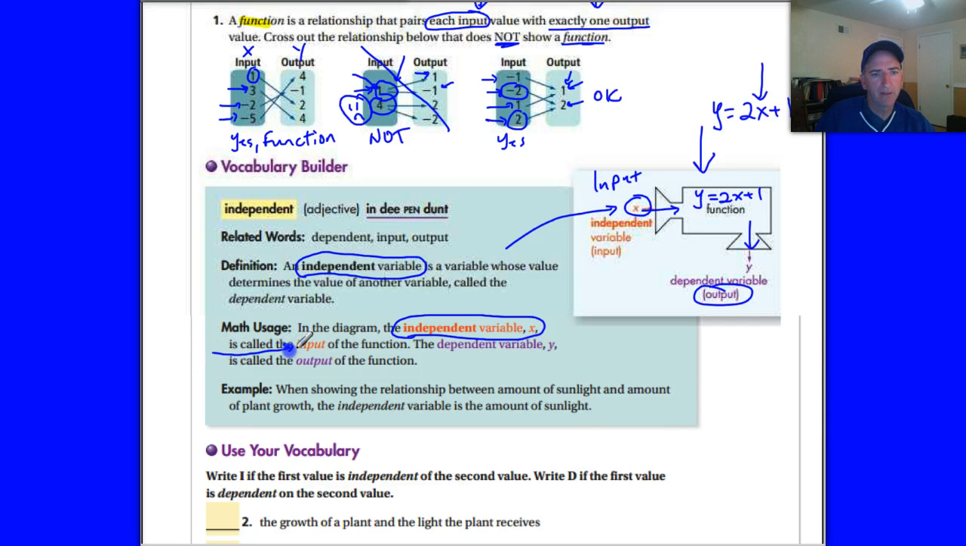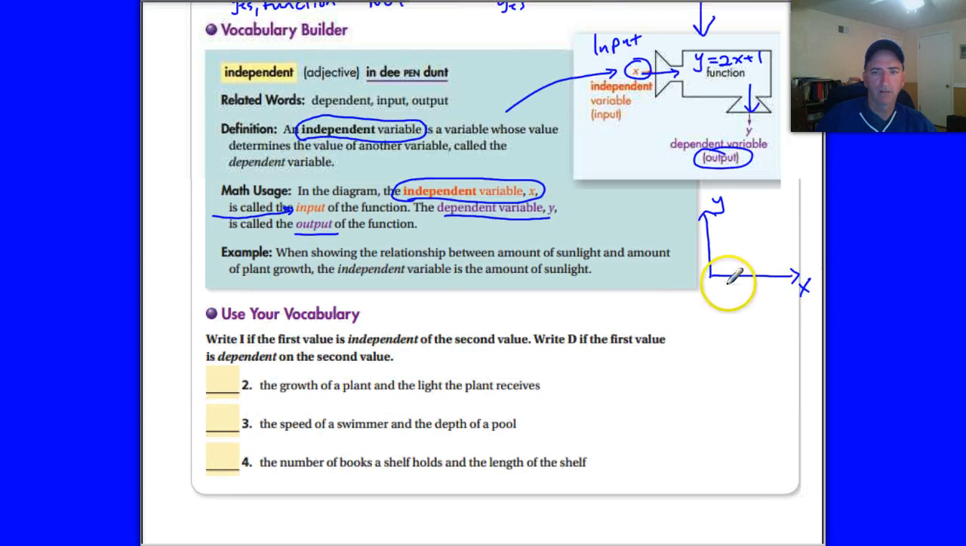X, the independent variable, that's the input. Okay, the dependent variable, y, that's the output. Okay, so picture the machine. You input a value x, it outputs a value y. All right, if we see it on a graph, the independent variable is the x-axis, and the dependent variable depends on what that value of x is, based on its value. So let's take a look here and let's answer these questions.